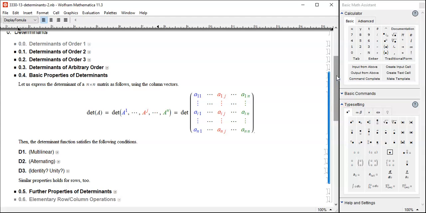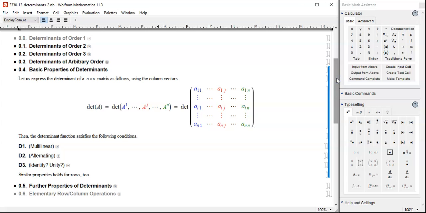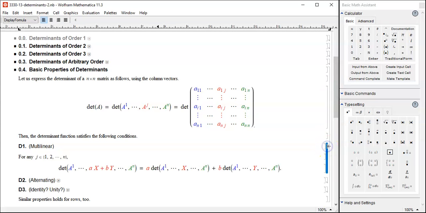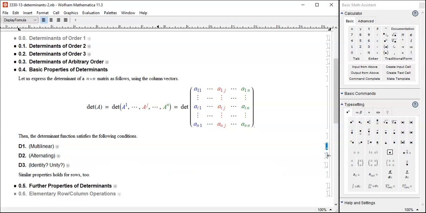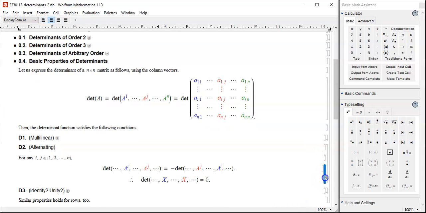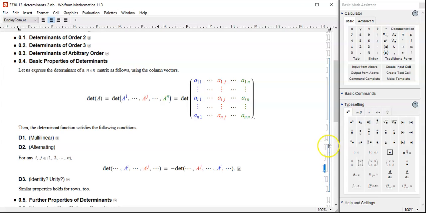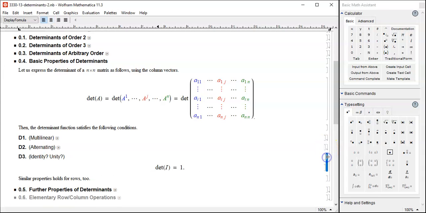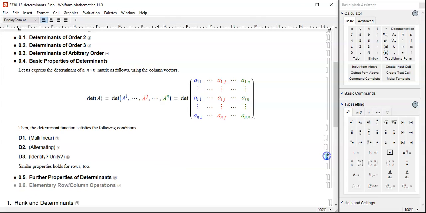Here are 3 basic properties of determinants based upon the column: multilinear, linear with respect to each column while leaving all the other columns exactly the same; or alternating. If I switch 2 columns, then the determinant becomes negative, or equivalently, if I have 2 identical columns, then the determinant is 0. The proof of the equivalence is left to the students. And finally, the determinant of the identity matrix is always 1.